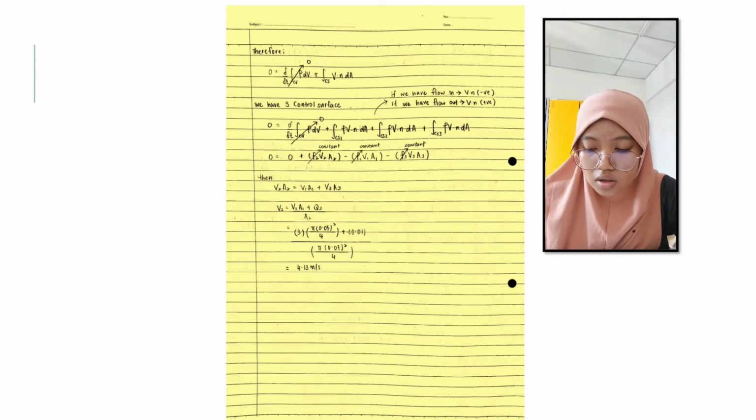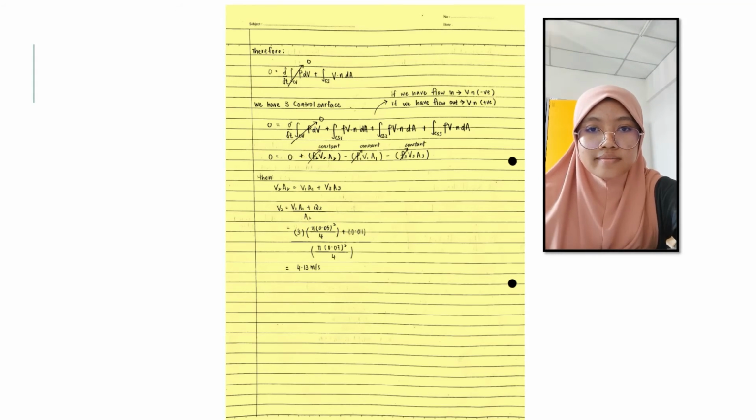So then it leaves only the velocity and the area. We derive the velocity and area. To get the velocity at point 2, we get 4.13 meters per second.